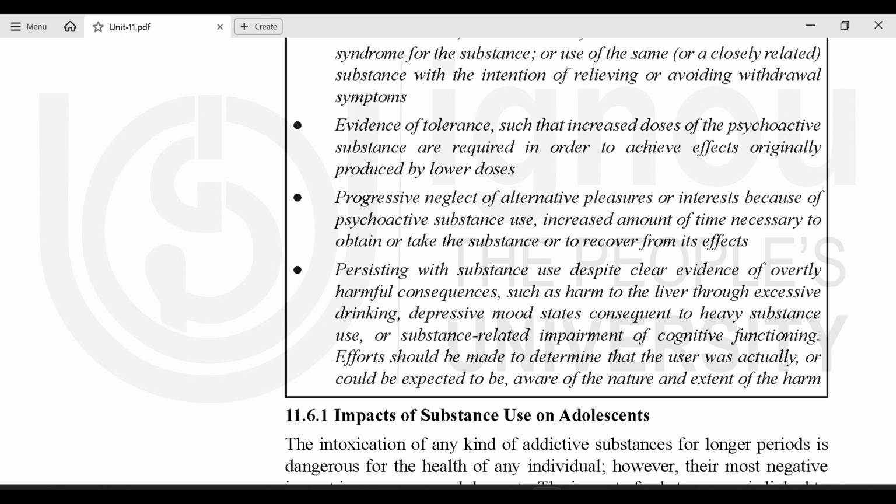evidence of tolerance, such that increased doses of the psychoactive substance are required in order to achieve effects originally produced by lower doses, progressive neglect of alternative pleasures or interests because of psychoactive substance use, increased amount of time necessary to obtain or take the substance or to recover from its effects, persisting with substance use despite clear evidence of overtly harmful consequences, such as harm to the liver through excessive drinking, depressive mood states consequent to heavy substance use, or substance-related impairment of cognitive functioning. Efforts should be made to determine that the user was actually, or could be expected to be, aware of the nature and extent of the harm.